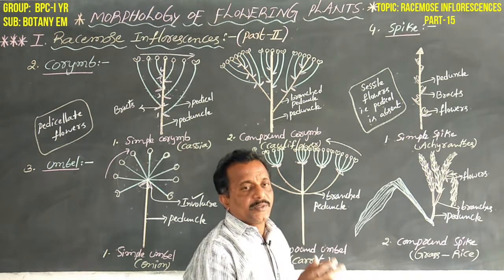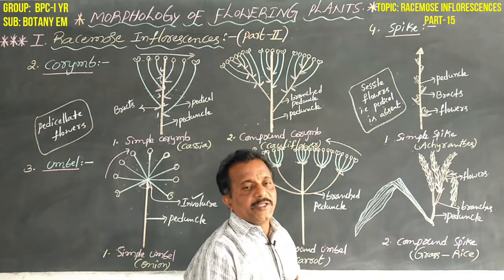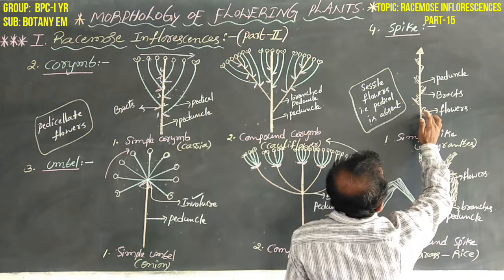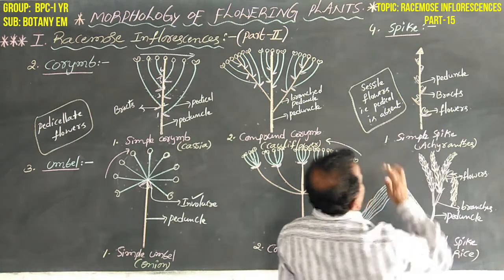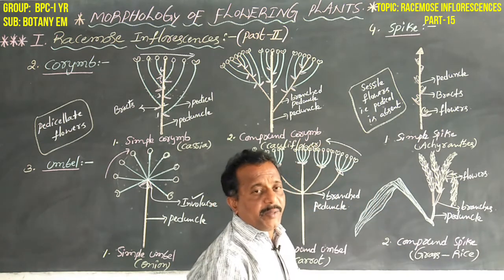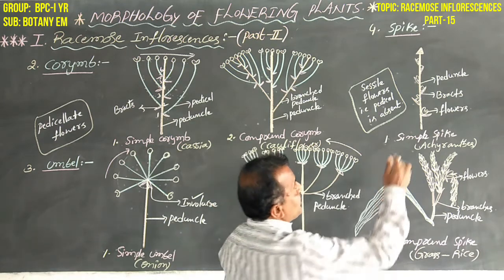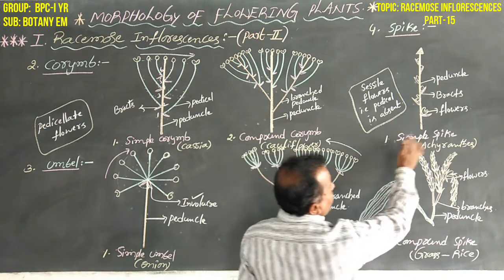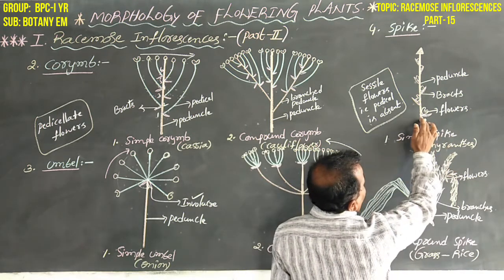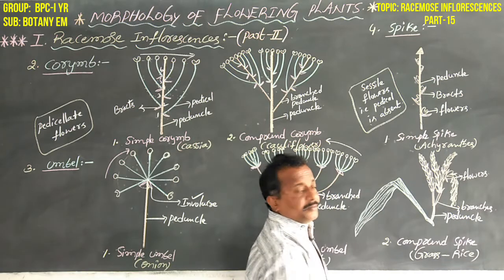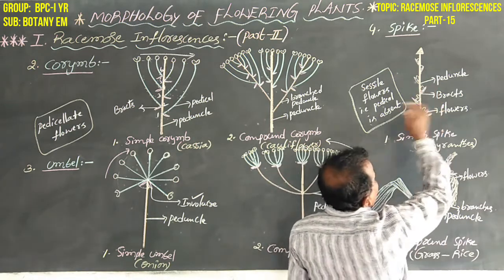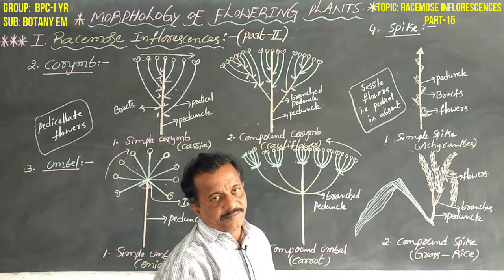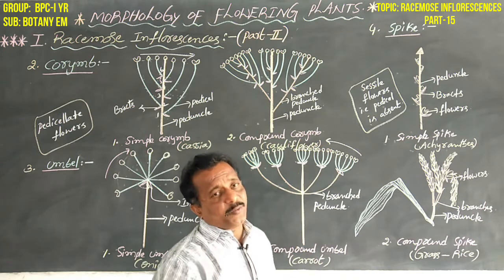Only one thing differs. In simple raceme, the pedicel is present. In simple spike, the pedicel is absent, by this means all are sessile flowers. Okay now. Simple spike is seen in Acanthus. The peduncle is unbranched, with bracteate, sessile flowers in acropetal manner. These are the character features of the simple spike.